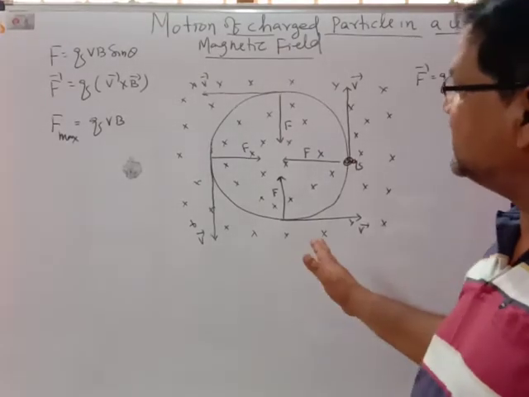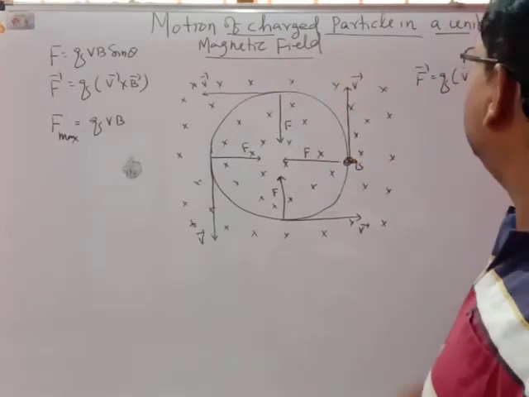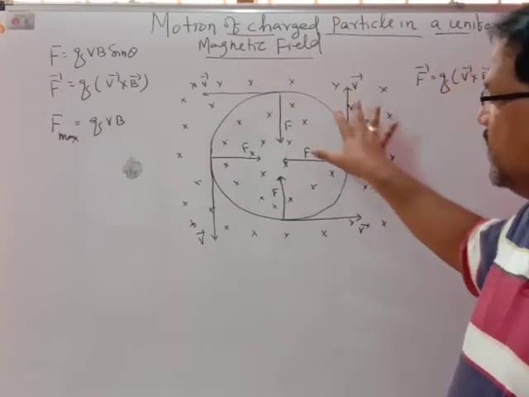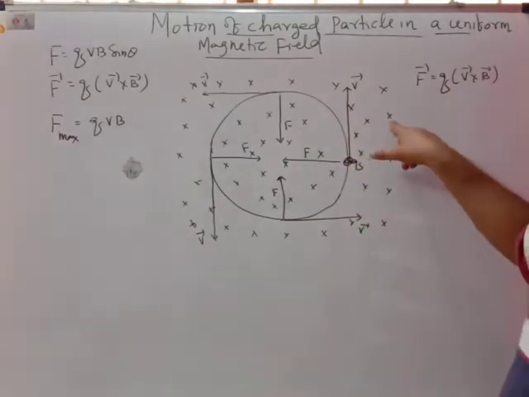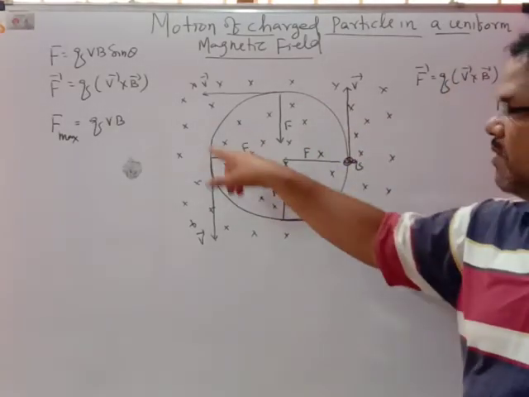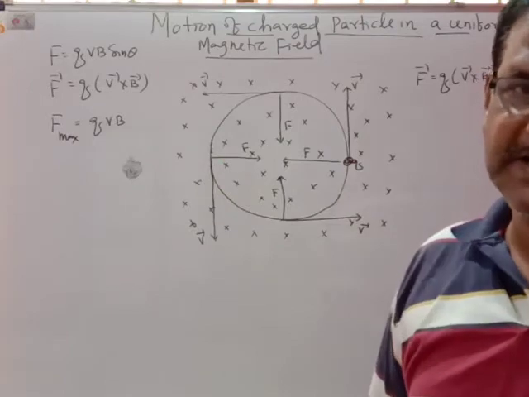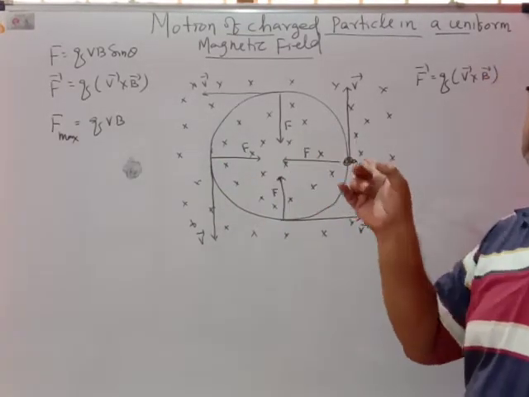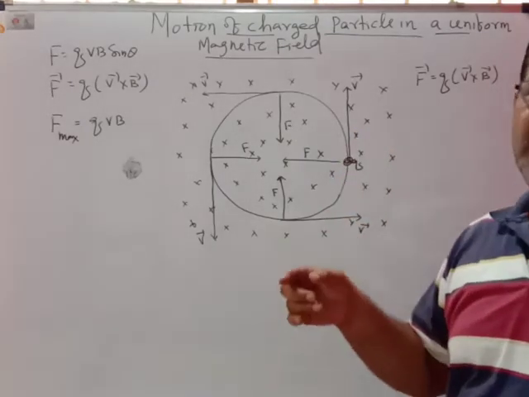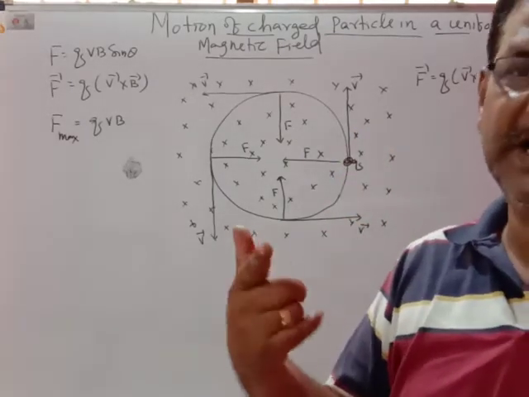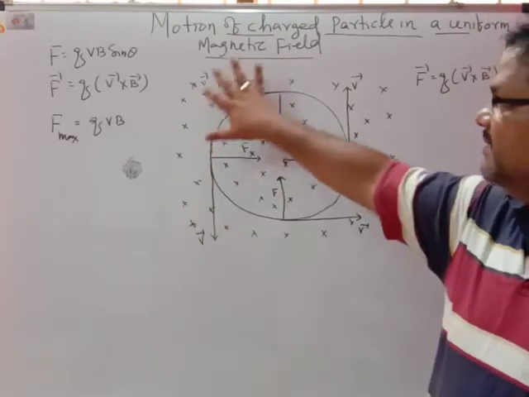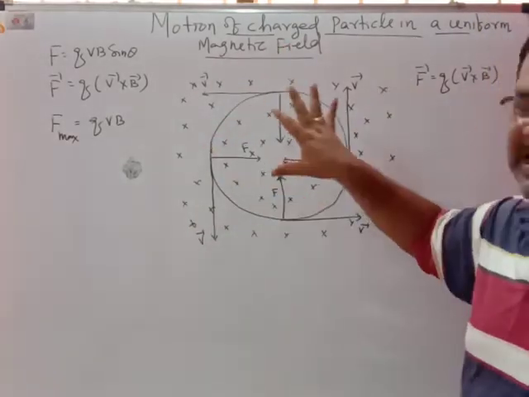So here we have to study the motion of a charged particle in a uniform magnetic field. In the diagram, I have already put the cross marks. What does the cross mark indicate? The cross mark indicates the magnetic field is directed inward. If it were a dot mark, it would be directed outward. So here the magnetic field is uniform and directed inward.